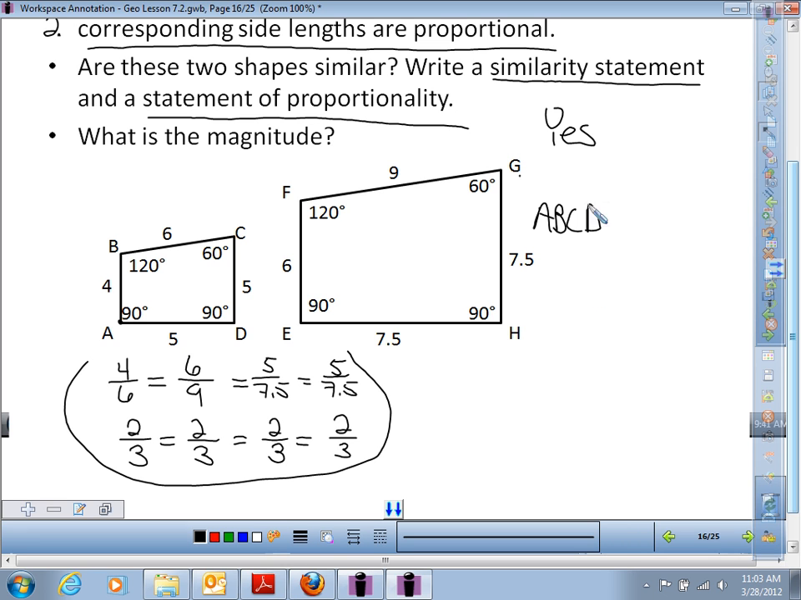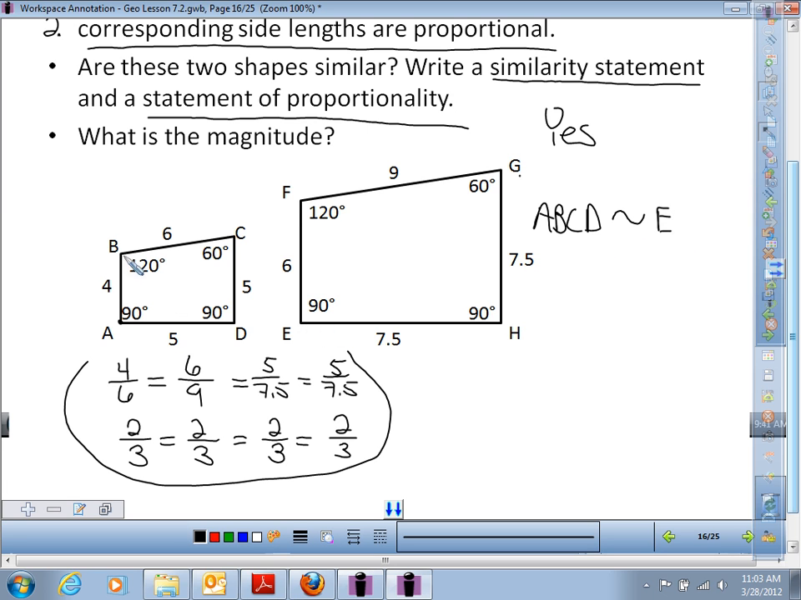Now, here's the new one. That squiggle, just the one squiggle right there, means it's similar to. It's not congruent. That's congruent, which means it's exactly the same. Similar does not mean it's exactly the same. Similar means it's got corresponding angles that are congruent and the sides are proportional, but it's like twice as big, 3 times as big. Since I started at A here, I have to start at the corresponding angle, which would be E.